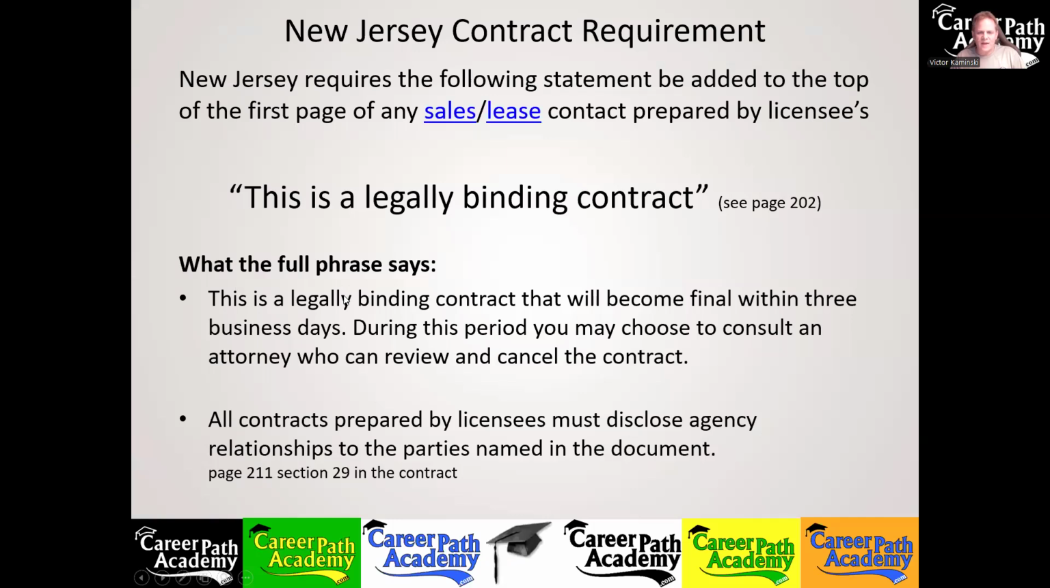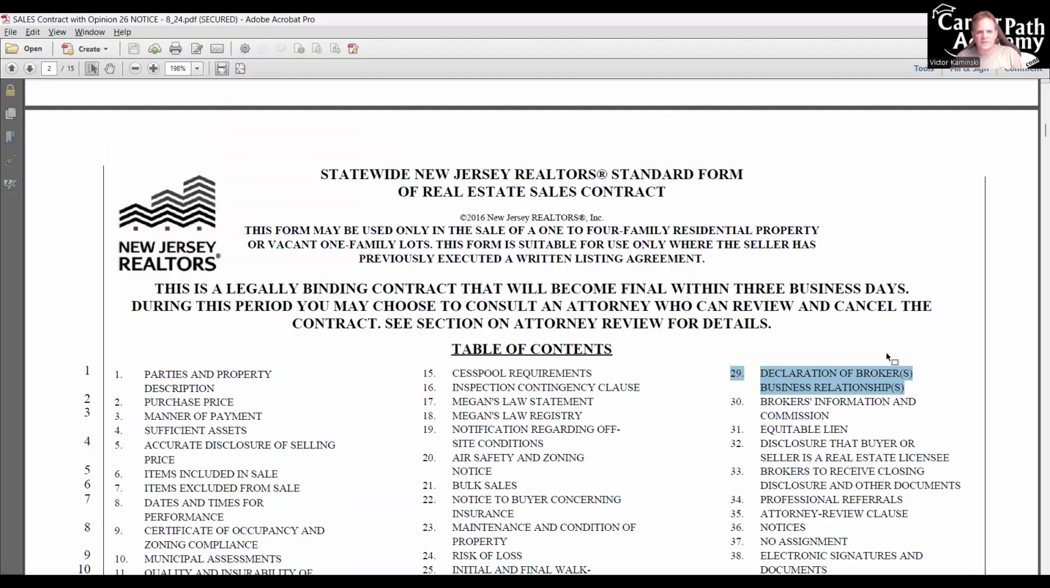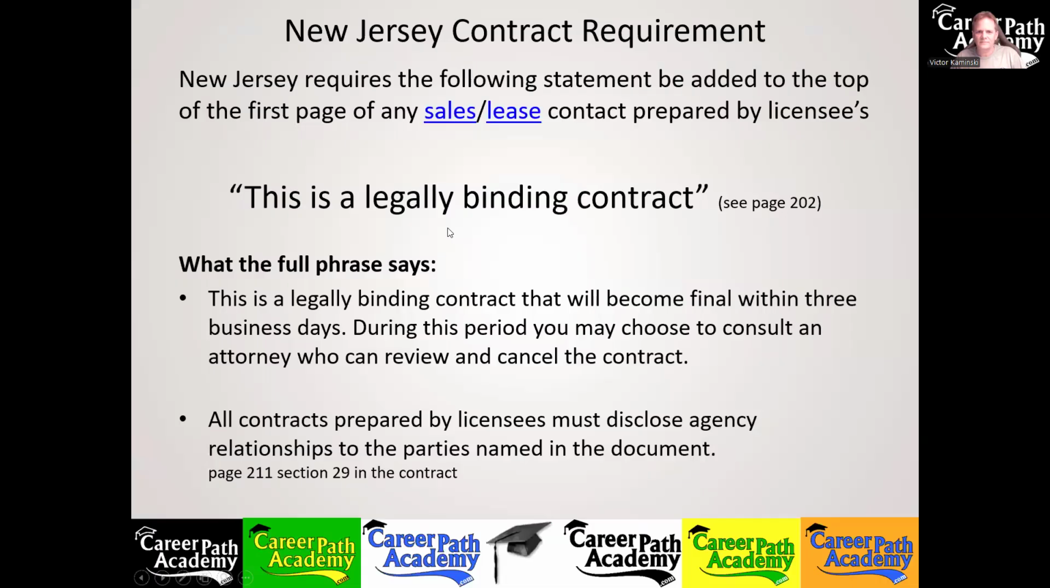Let's see the wording at the top of the first page of the sales contract. Let's give you a view of it. What does it say here at the top of the first page of the sales contract? This is a legally binding contract, becomes final within the 3 business days, right? That's what they're talking about, right? Even though an exam question may just simply refer to, this is a legally binding contract. It says a little more than that, but those words are there.